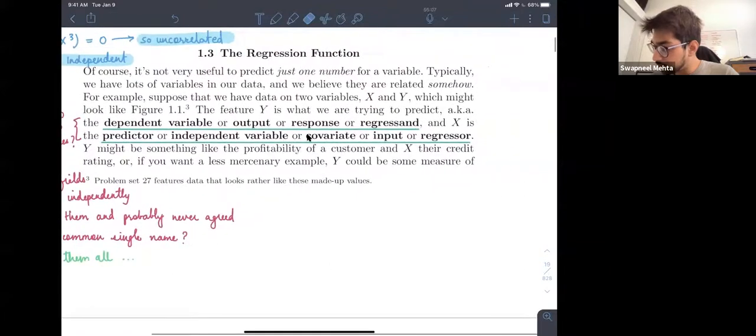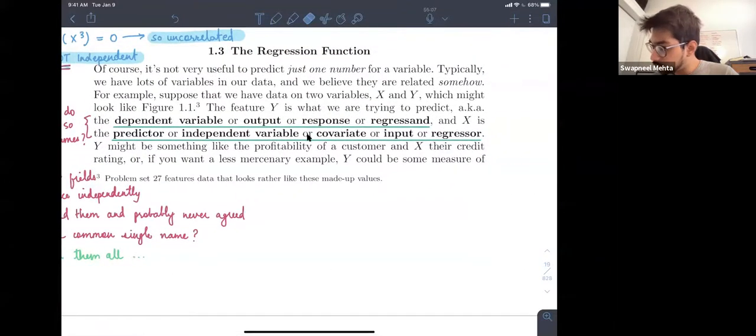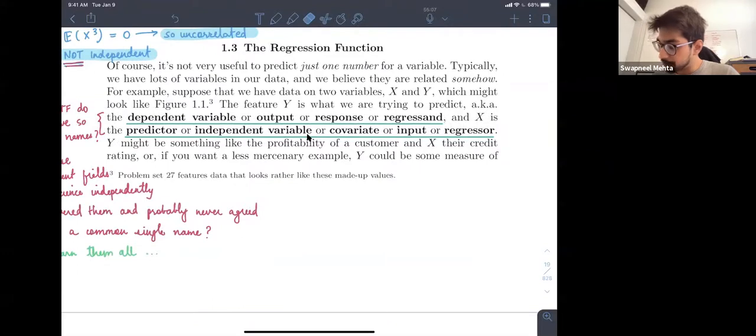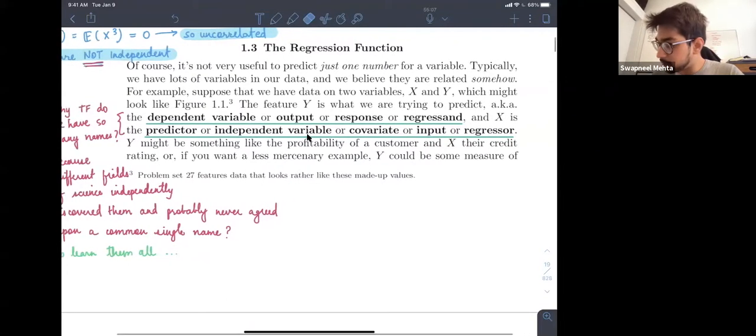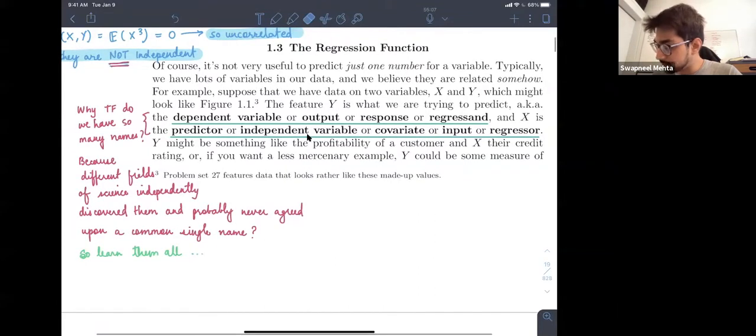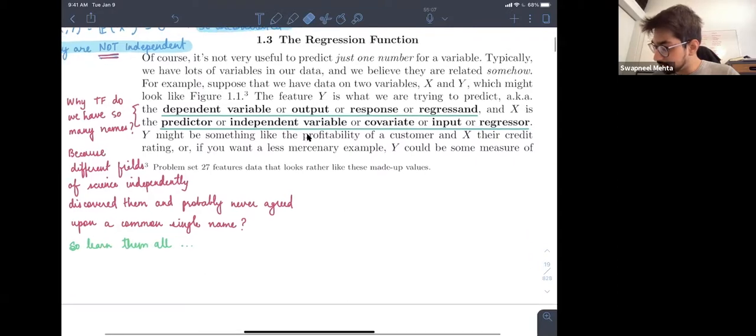For now, let's move on really quickly to the regression function. So we have y, which is our dependent variable or output or response or regressand. And I know these are all annoying names to have to remember all the time, but trust me, the more you talk about it, the easier it will be to remember. And the x's are called predictors, independent variables, covariates, inputs, or regressors. Again, it gets easier to remember after you use them for a while.